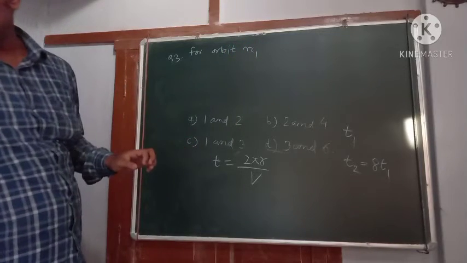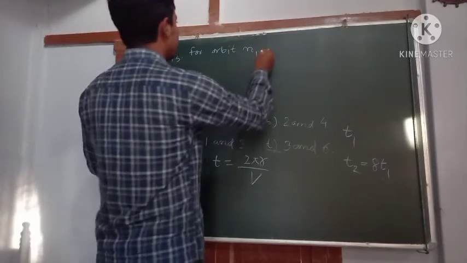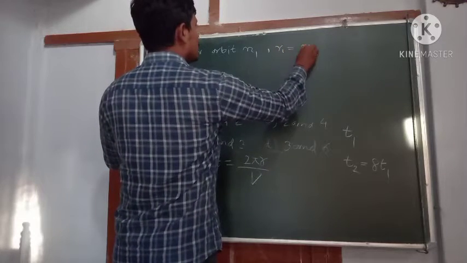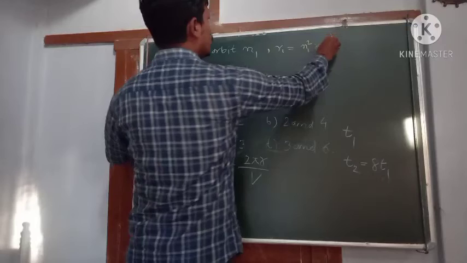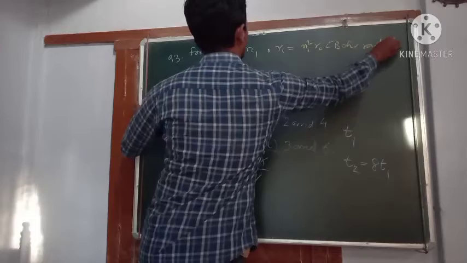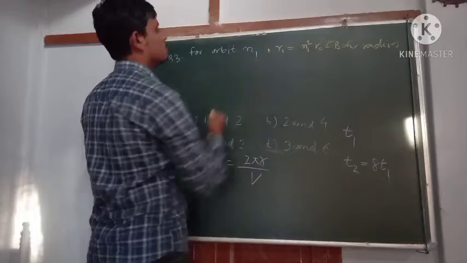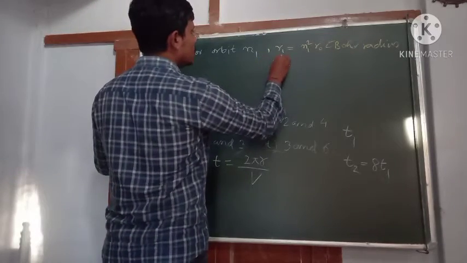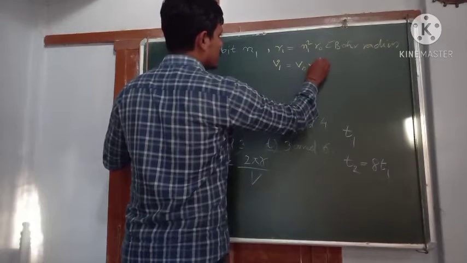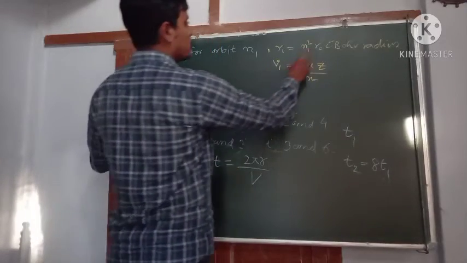So for the orbit n1, the radius of the orbit r1 equals n1 square r naught, where r naught is the Bohr radius. So for orbit n1, r1 equals n square r naught, and the velocity of the electron in orbit 1 equals the Bohr velocity v naught into z by n. So this v naught is the Bohr velocity.